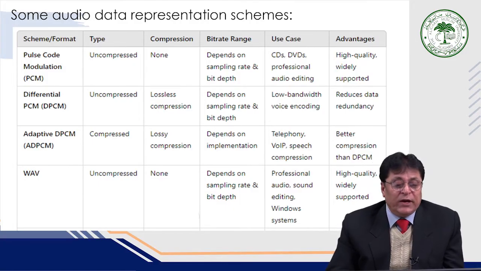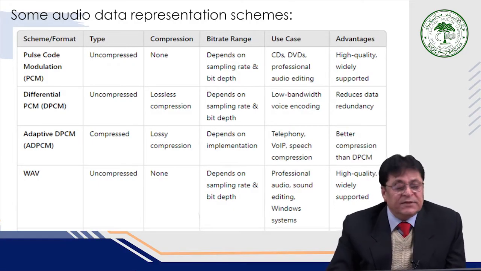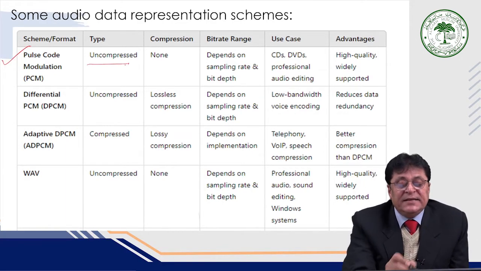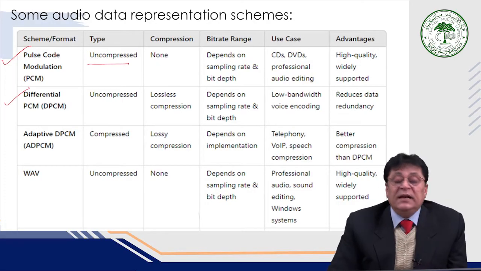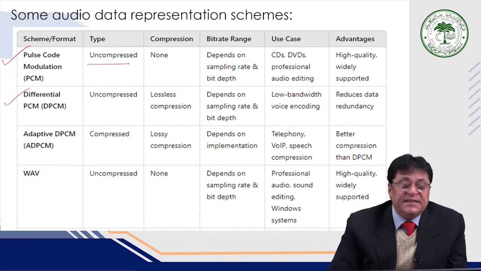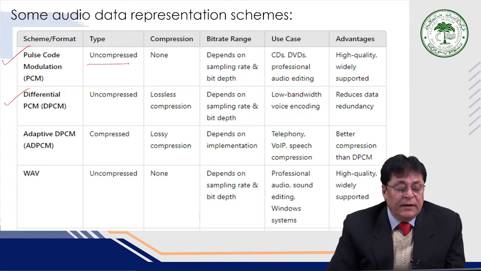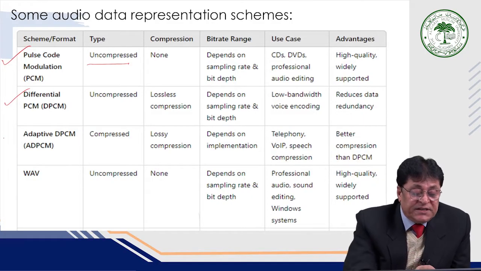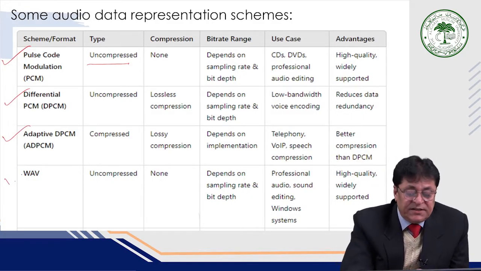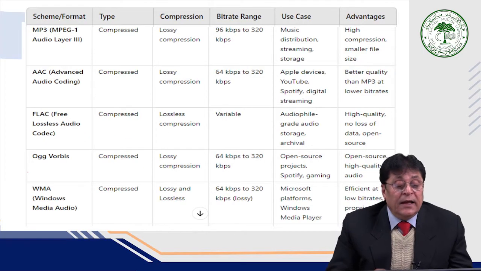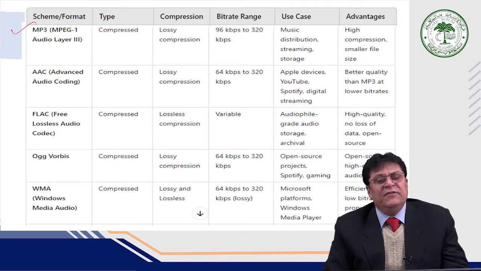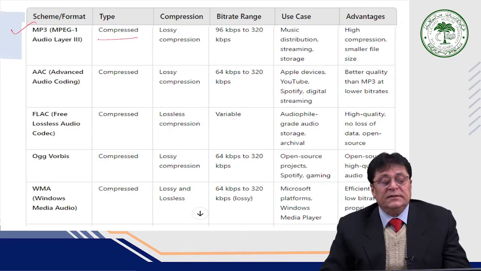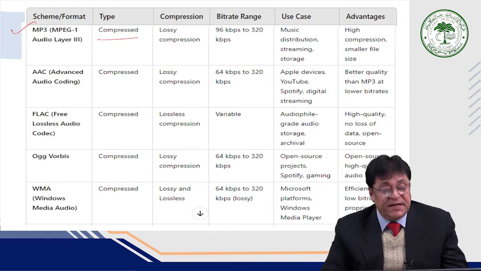So let us have a quick look at some audio data representation schemes. PCM is one such scheme, which is uncompressed. Differential PCM is another such scheme. Adaptive DPCM, differential pulse code modulation scheme. WAV we have just discussed, which is uncompressed. MP3, very popular, MPEG-1 Audio Layer 3, is a compressed scheme. AAC we have just discussed.